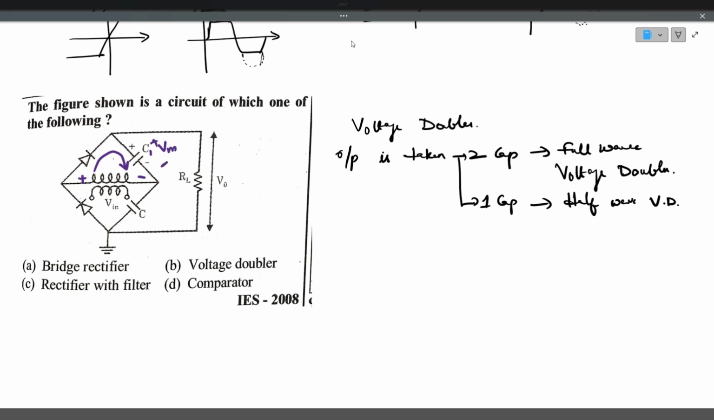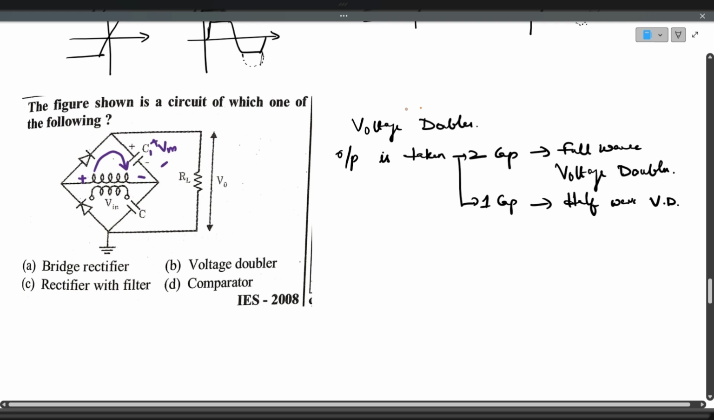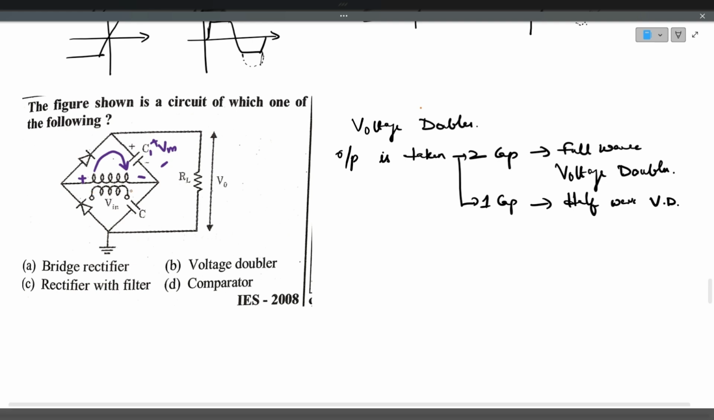Okay. During the negative half cycle, the current flows in this direction, like this. And the voltage across the capacitor C2 will be plus Vm. Now the output voltage is Vm plus Vm. The voltage across two capacitors, that is Vm plus Vm, is equals to 2 Vm. Okay, so answer is option B, voltage doubler.